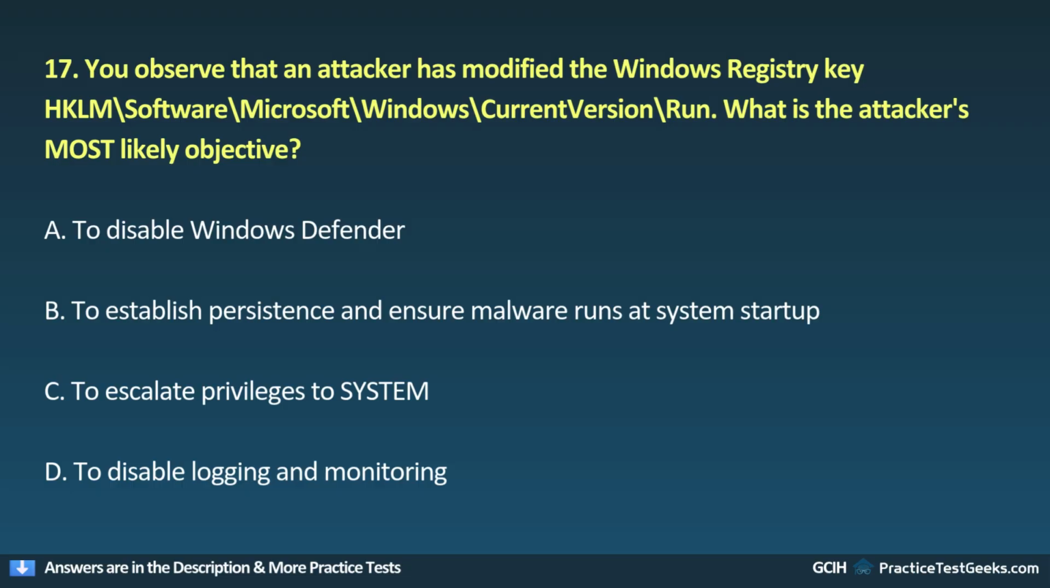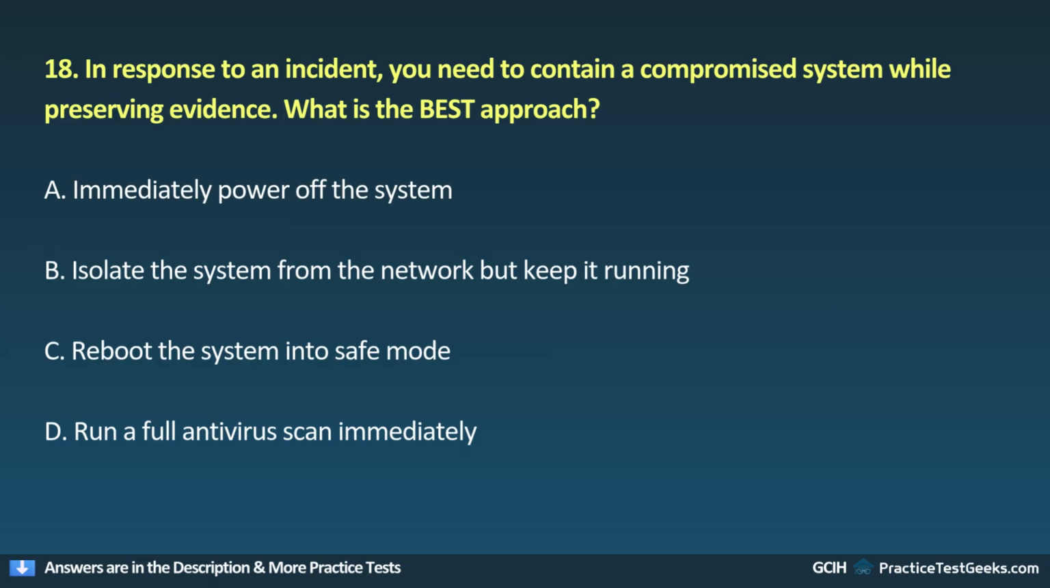17. You observe that an attacker has modified the Windows registry key HKLM\Software\Microsoft\Windows\CurrentVersion\Run. What is the attacker's most likely objective? A. To disable Windows Defender. B. To establish persistence and ensure malware runs at system startup. C. To escalate privileges to SYSTEM. D. To disable logging and monitoring.